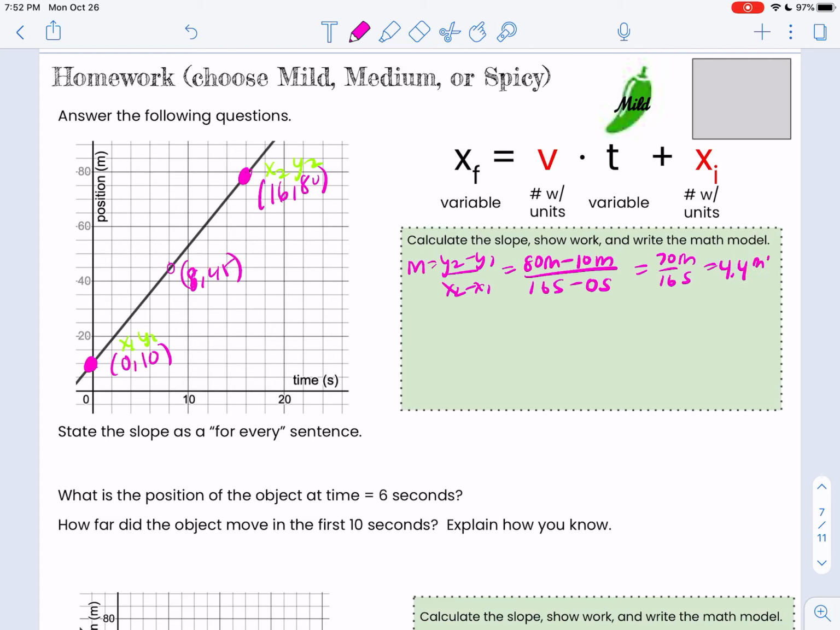Okay, so you should have gotten something close to that. If you use the other one, let's see, 35 over 8. Yeah, it was about the same. So it should be around that. All right, so that's your velocity.